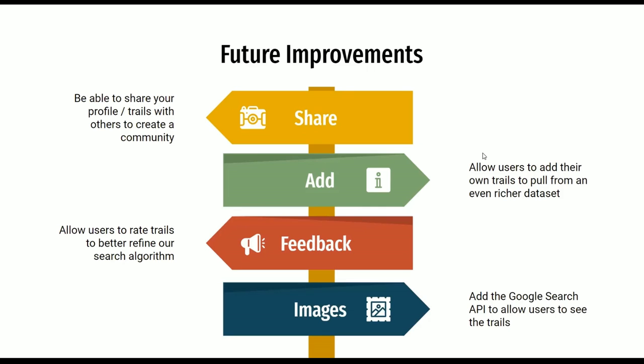We also thought about adding a feedback system, maybe some sort of 5-star rating that users can give trails, which would help us refine our search algorithm and get users the best possible trail options. The final thing is that a lot of our images right now are just stock images, and we'd love to integrate the Google image search API to allow users to see actual images of the trail before they go.